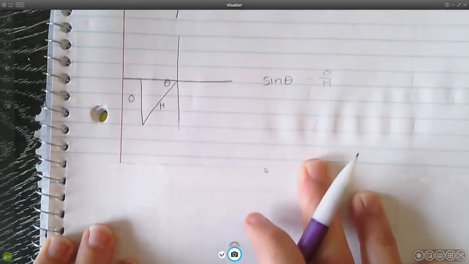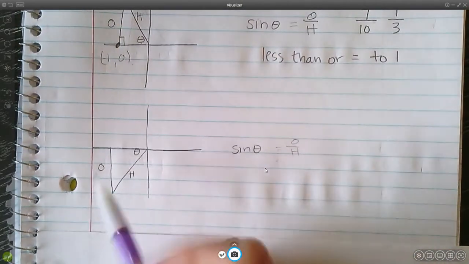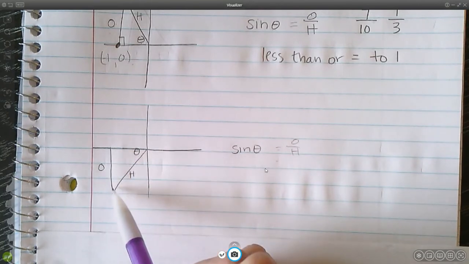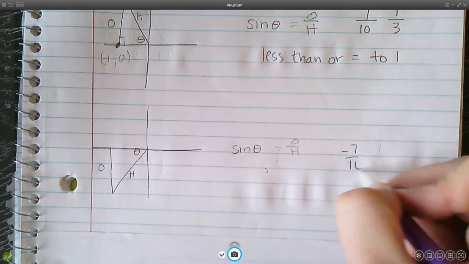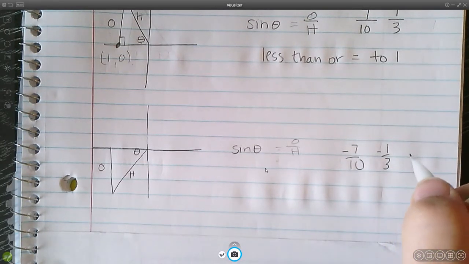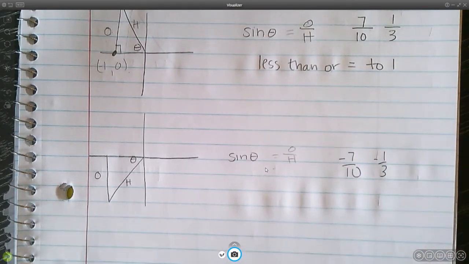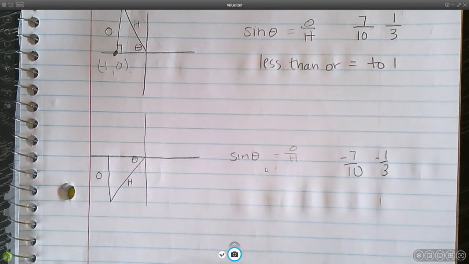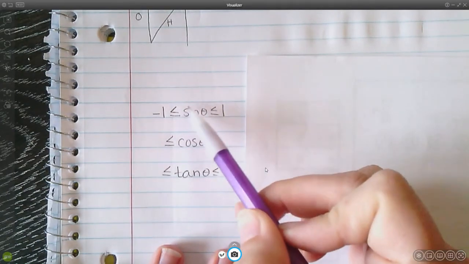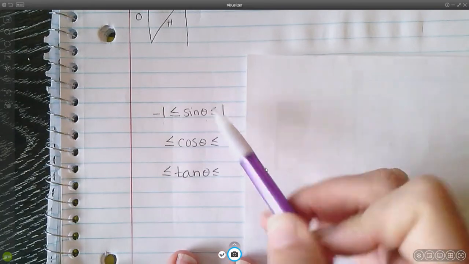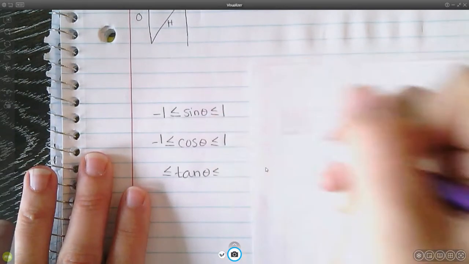Okay, but what if we move our triangle down here? So we have the same thing as above, but now our opposite is below the x-axis, so it's going to be negative. So this would be like -7/10 or -1/3. So really, it has to be less than or equal to 1, but it also has to be greater than -1. Okay, so let's fill this in quick. So the sine of theta has to be in between -1 and 1. So for the same reasoning as sine, cosine has to be between -1 and 1.